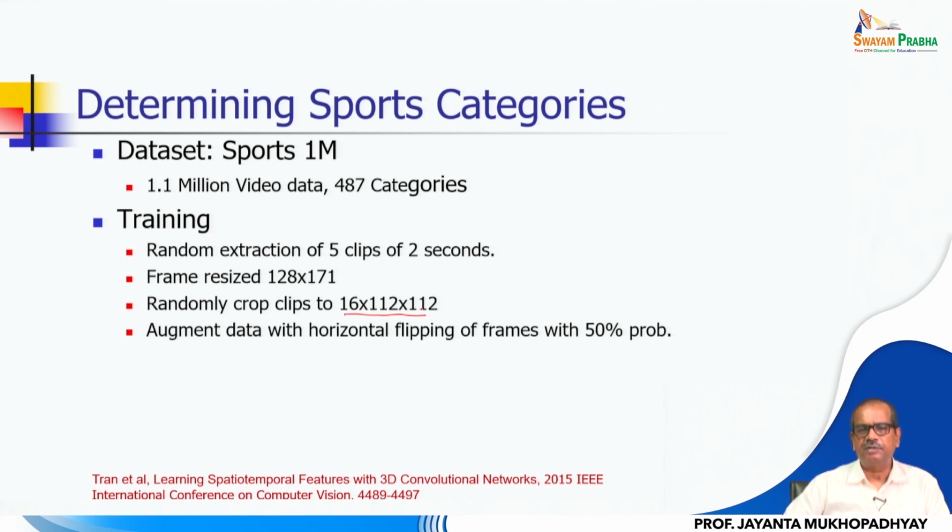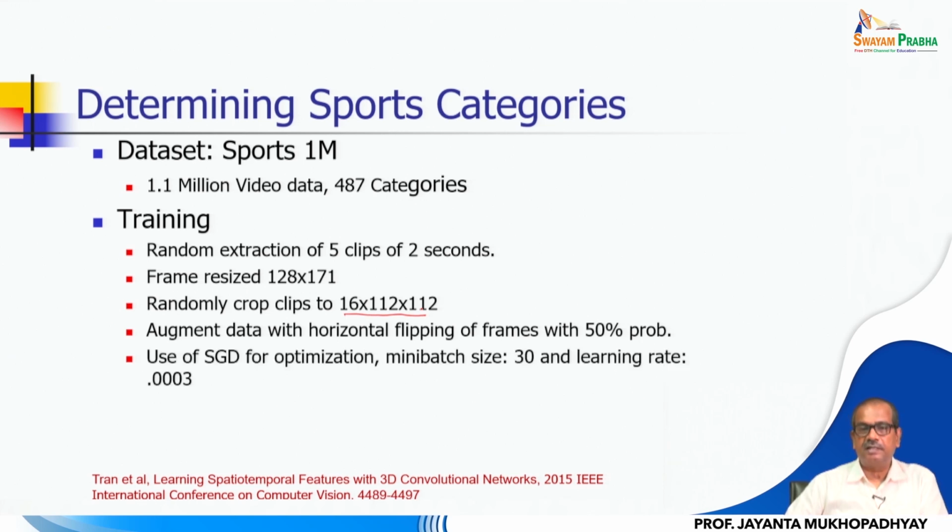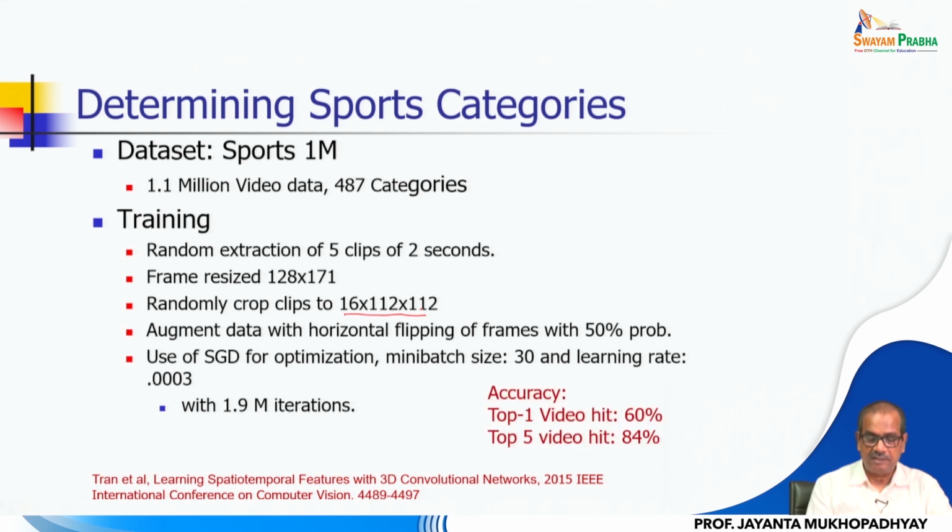So data augmentation, because for a particular class there may be a small number of samples. Data augmentation is also used here to make the training robust, to make the system robust. They considered the standard steepest gradient descent method for optimization. You can see the mini batch size is 30, learning rate is 0.0003. These are certain hyperparameters used for training, and around 1.9 million iterations. After that, it could converge properly.